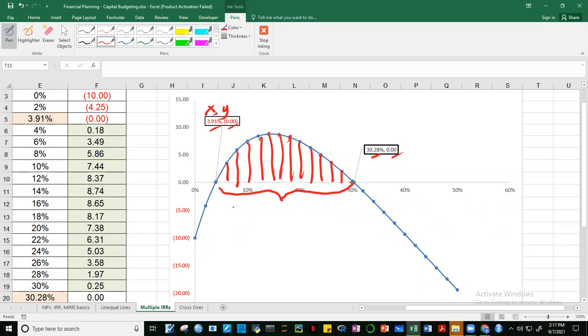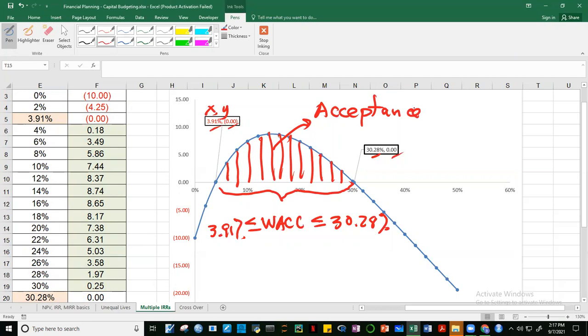Okay, pag yung WACC natin is between, so let's say WACC is between 3.91% and 30.28%, we have your NPVs greater than 0. So this is your acceptance region. Okay, accept natin yung project kasi yung NPV natin positive.